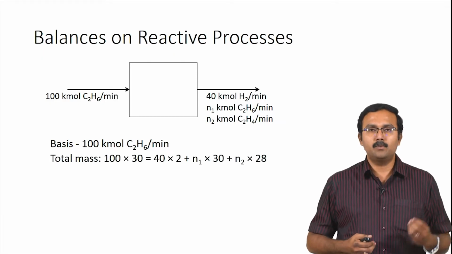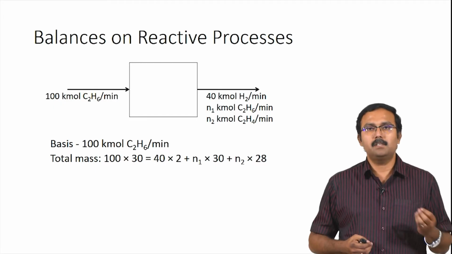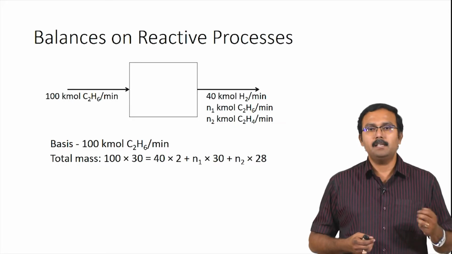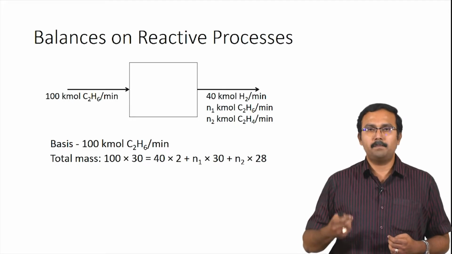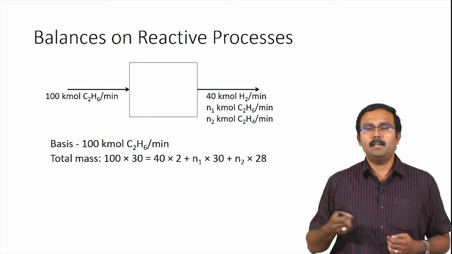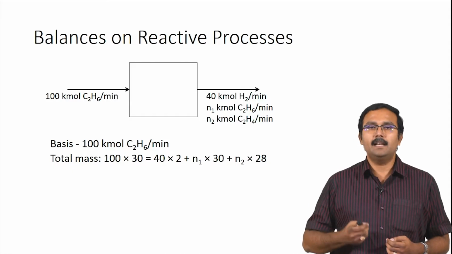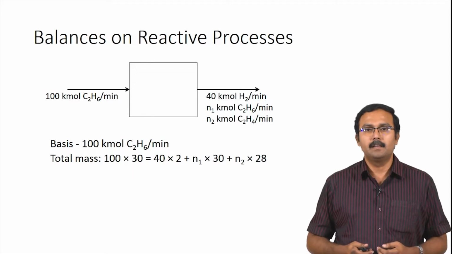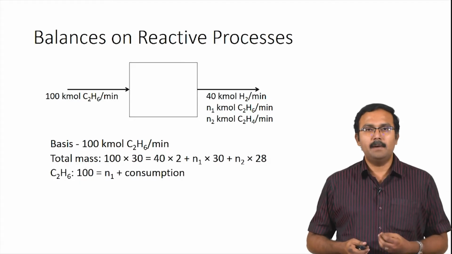So, the total mass would be written as 100 kilomoles of ethane times the molecular weight of ethane, which is 30, is the input mass, and you have the output mass as 40 times 2 representing the mass of hydrogen leaving the system, and N1 times 30 representing the mass of ethane leaving the system, and N2 times 28 which is the mass of ethylene leaving the system. Now, we can also write ethane and ethylene balances.